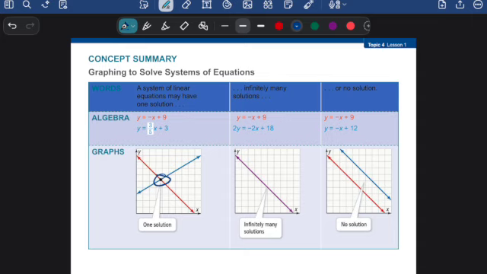If they're the same line, there are infinite solutions because it's the same exact line. And here's an example. If you divided everything by 2, you would get negative x plus 9. And if they are parallel, notice they have the same slope, but different y-intercepts. So they would never intersect, there are no solutions.